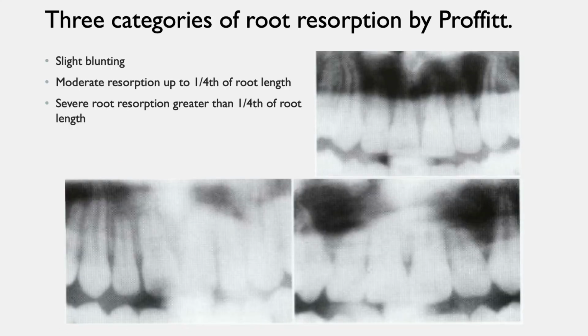Another classification of root resorption is given by Malmgren. He classified it into 3 categories. Stage 1 is a slight blunting. Stage 2 is a moderate root resorption of up to 1/4 of the root length. And stage 3 is a severe root resorption greater than 1/4 of the root length.